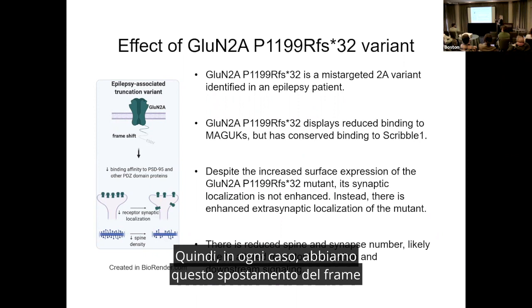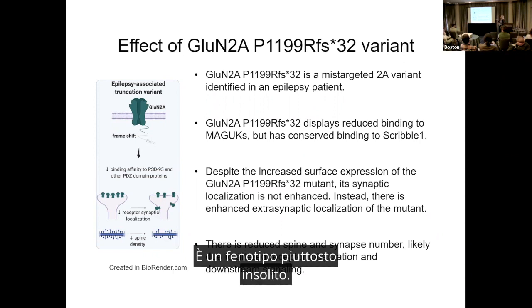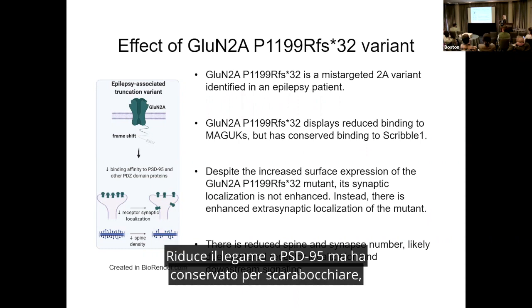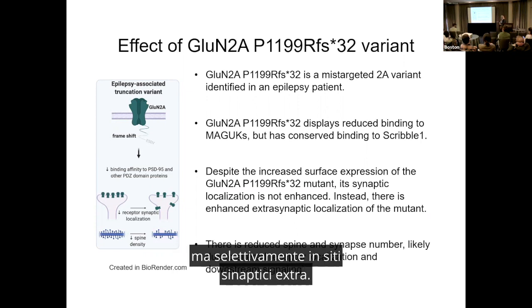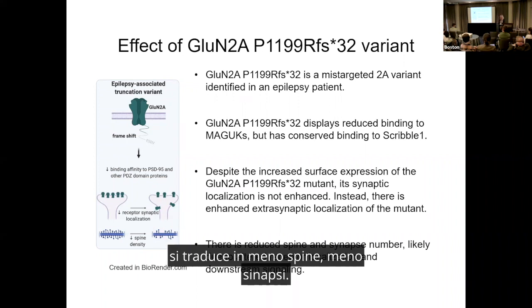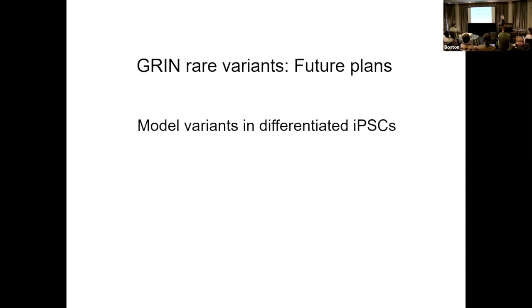So anyway, we have this frame shift that's mistargeted. It's a rather unusual phenotype. It reduces binding to PSD95, but it conserves binding to scribble. And it has increased surface expression, but selectively at extrasynaptic sites. And for whatever reason, this mistargeting and this change in coupling to downstream signaling results in fewer spines, fewer synapses.